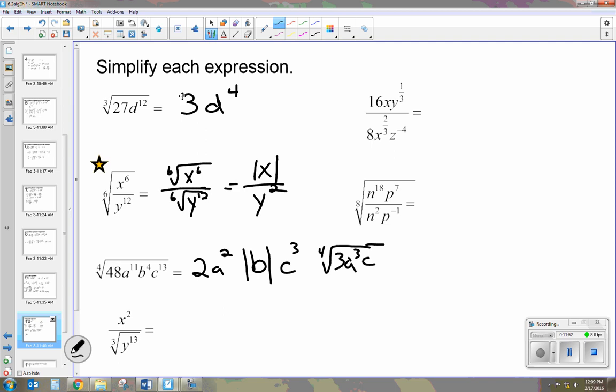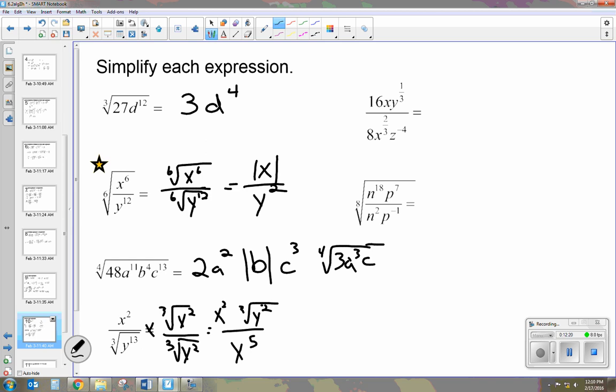This problem is just like the ones we did with numbers. We need to rationalize the denominator by multiplying. In this case, we're going to do the cubed root of y squared, because then we are left with the cube root of y to the 15th in our denominator, which is just y to the 5th. And then in the top, we are just left with x squared times the cube root of y squared.